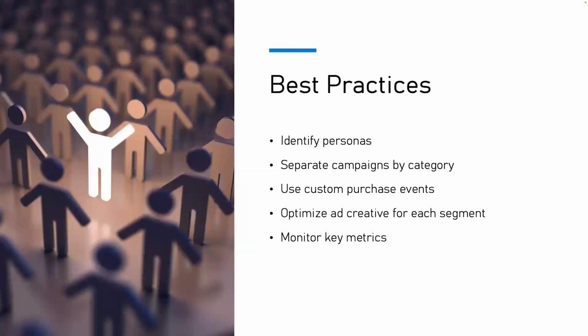Before creating ad sets, you need to understand who you're targeting. This means combining qualitative and quantitative research to define clear personas. Some examples might be first-time buyers, busy parents, professional chefs, eco-conscious consumers. Each of these personas have different motivations and pain points. Your messaging should reflect that.